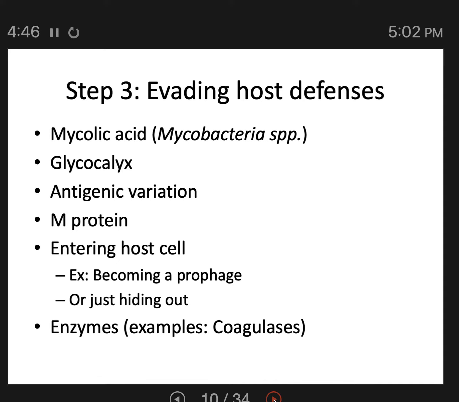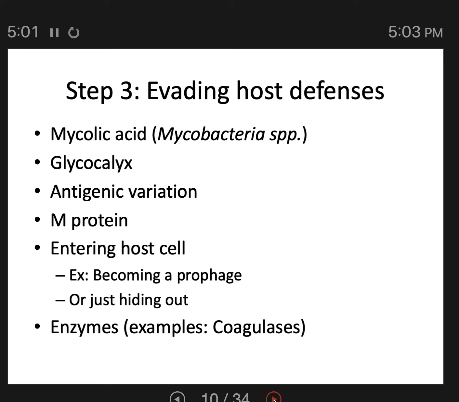Step 3, evading host defenses. So here is a list of virulence factors from various styles of pathogen that aid pathogens in this step 3 in evading your immune system. And we'll go through them one by one.